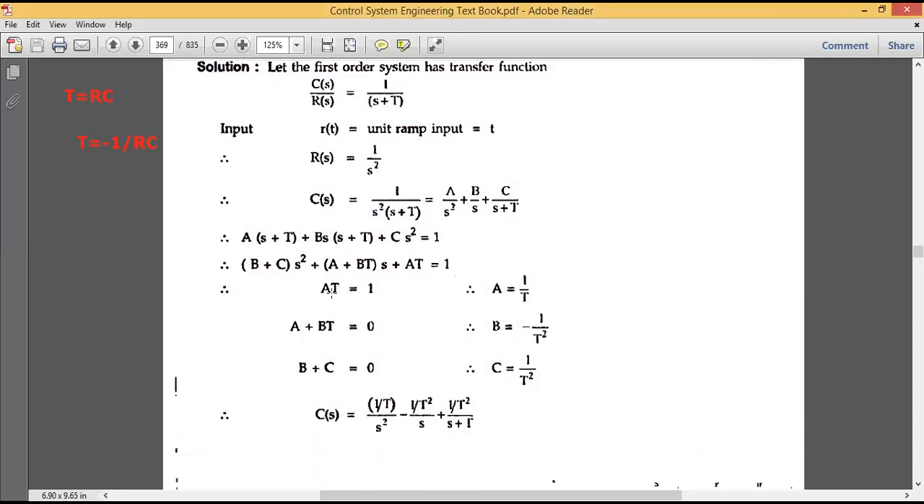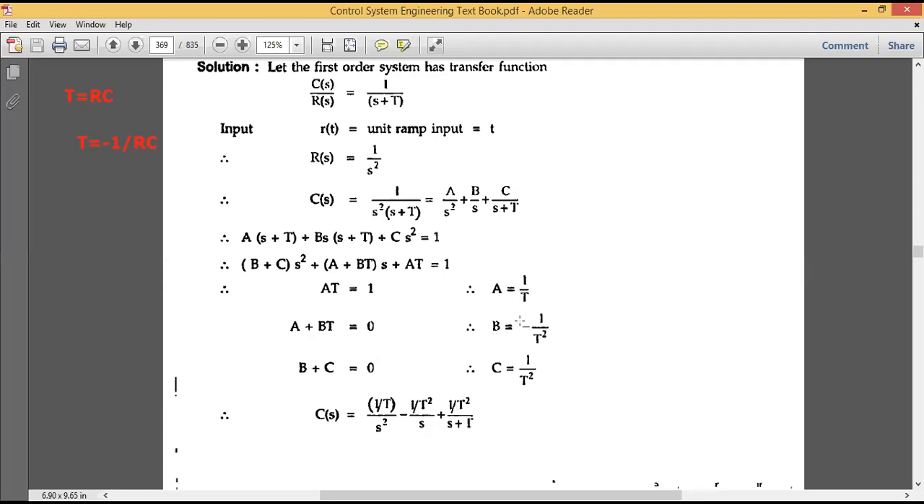So what is the value of a? a is equal to 1 by t. You can see here. Okay, so a plus bt is equal to 0, because this is the ramp. You should remember that table for ramp. For that particular table for ramp, it can be either 0 or infinity. So a plus bt is equal to 0. What is the value of b? a is equal to how much? 1 by t, right? Substitute the value of a here. So bt is equal to minus 1 by t square. And similarly, b plus c is again equal to 0. So I will get the value of c is equal to 1 by t square, because b is equal to minus 1 by t square.